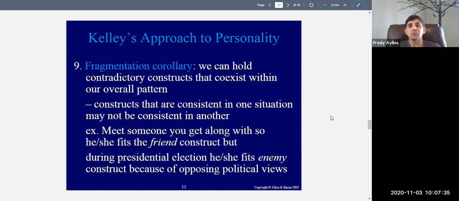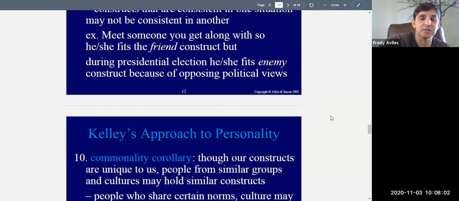We're all fragmented. We hold contradictory beliefs that we're often not even aware of until somebody points it out to us. You say you believe this, but you also believe this stuff. That doesn't make any sense. And that's the way we are. We can be inconsistent when we're not aware of our constructs. Or in one situation we think one way, in another situation we think a different way, right? That's the fragmentation corollary. We're not always consistent.